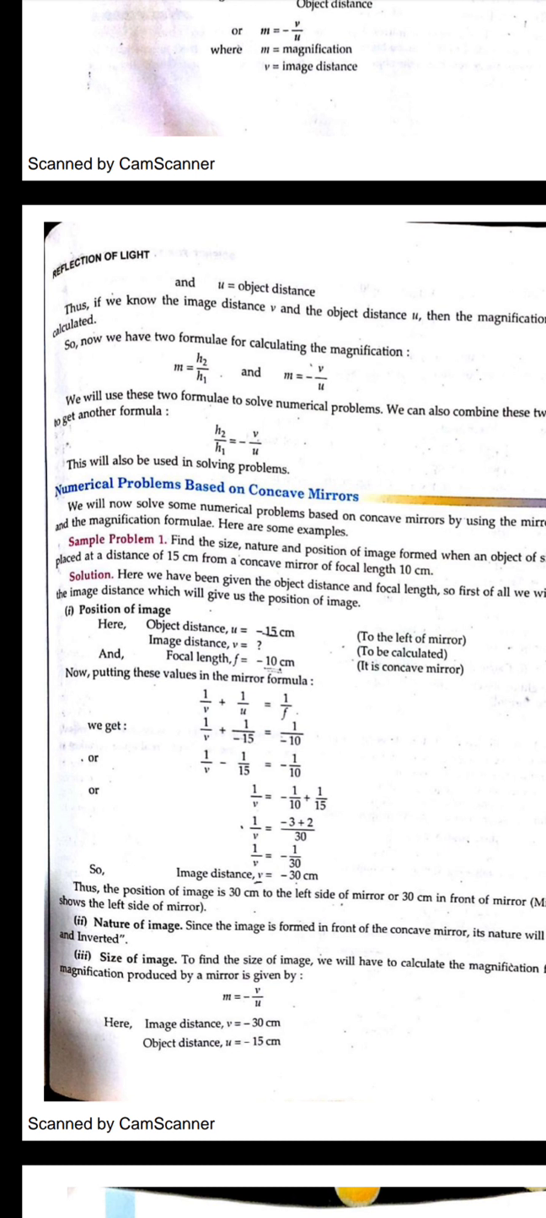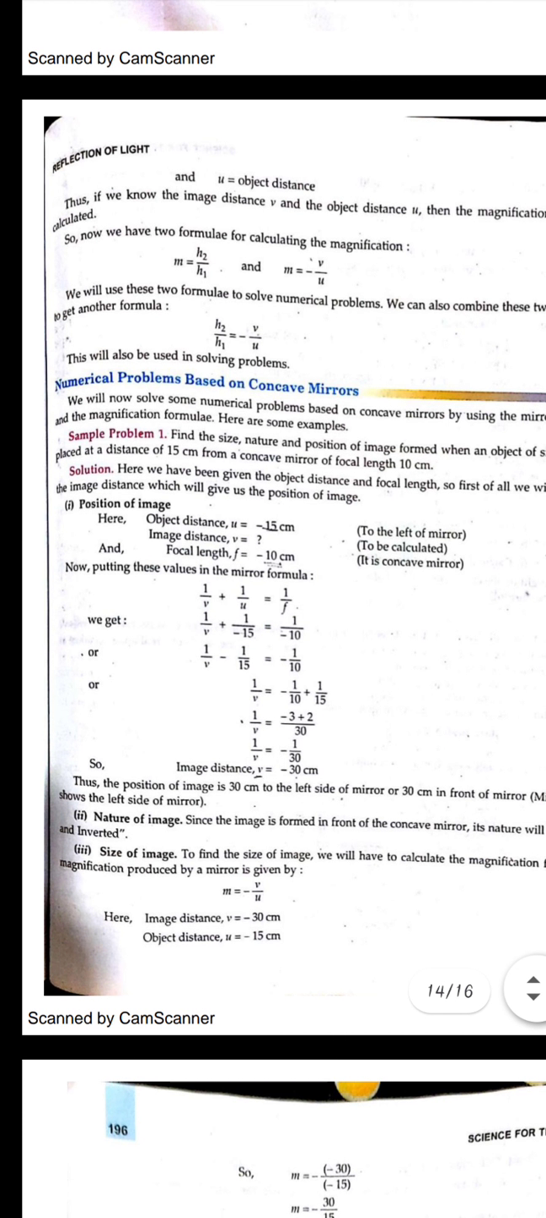Here you can see minus 1 by 15, minus 1 by 10, and on taking this to the right side, we get plus 1 by 15. On solving this by taking the LCM of the denominators, we get 1 by 30, which on reversing gives minus 30. So this minus 30 is telling us that the object distance was taken as minus 15, that is in front of the mirror, so the image is also formed in front of the mirror because it is minus 30. Minus is for the real image. So we can say that the nature of the image is real and an inverted image is formed by the concave mirror.